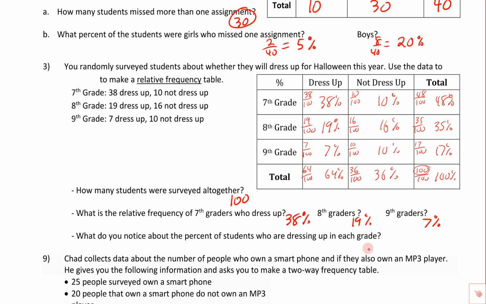But what do you notice about the percent of students who are dressing up in each grade? We're just going to say this: it goes down every year. Okay, that's probably the best conclusion that we could make based on the information that we've got there. Okay, that's number 3 from your assignment.